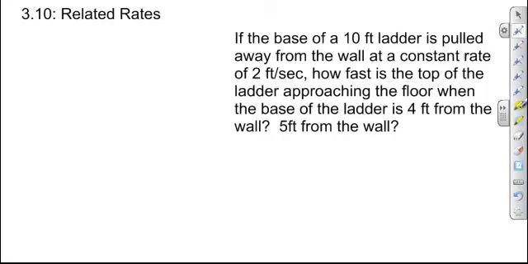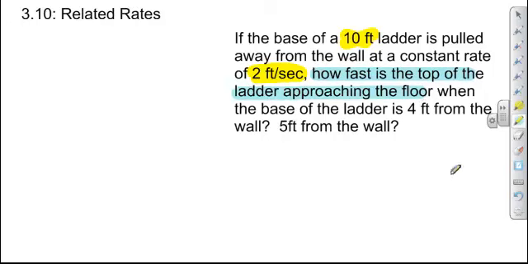Alright, here are some specifics that go along with the video that you just watched, with me pulling the yardstick away from the wall. Let's say that we've got a ladder propped against the wall, and the ladder has a length of 10 feet, and that's not going to be changing. And the bottom of the ladder is pulled away at a constant 2 feet per second. Now our question is, how fast is the top of the ladder approaching the floor?